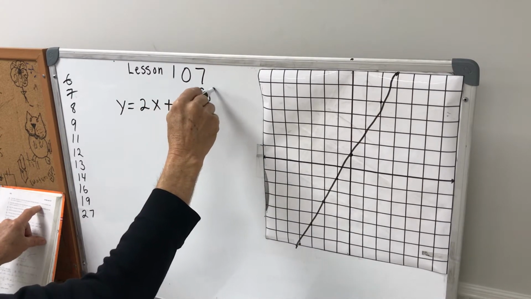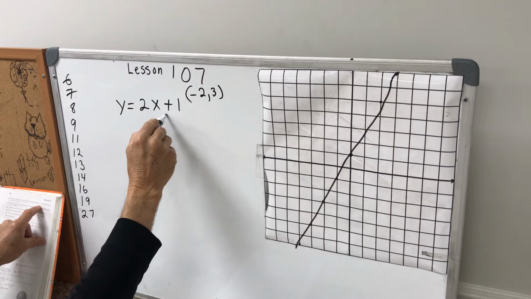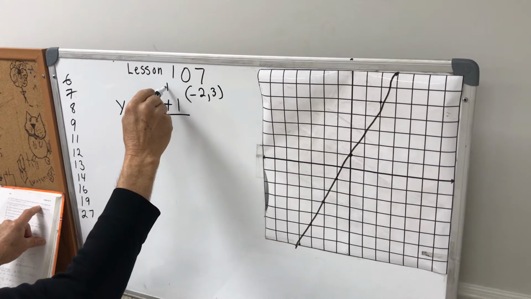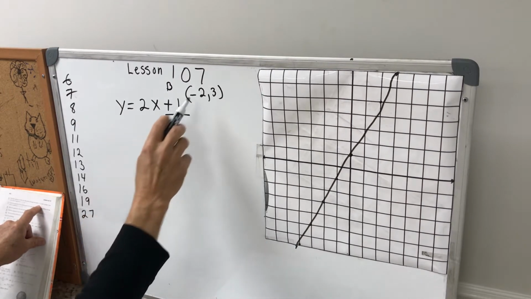This is the critical thing right here: the point (-2, 3). Basically, what we're going to do is change this position. The positive 1 is going to be a different number. This is called the b position. The b doesn't mean anything more than that. Just remember that's the b position. So we're going to change that by using this point.